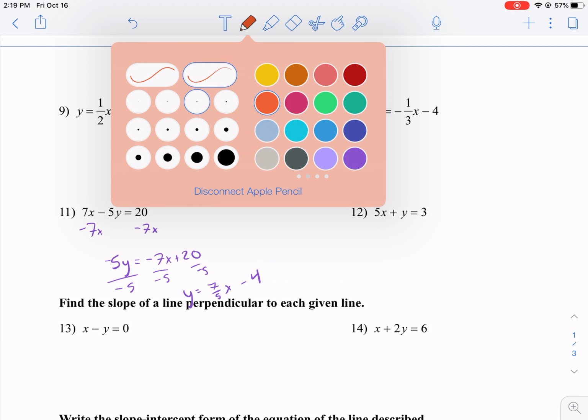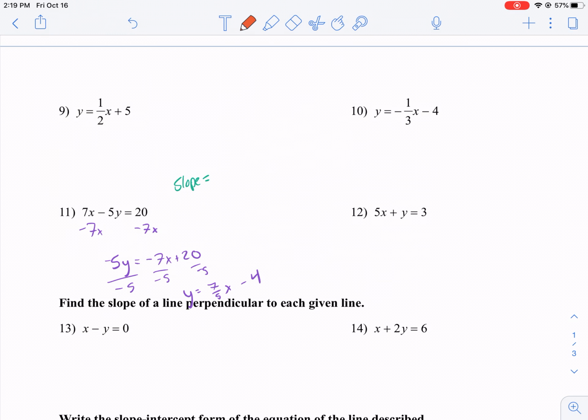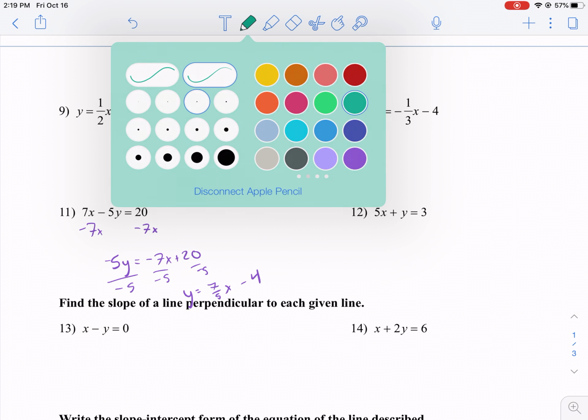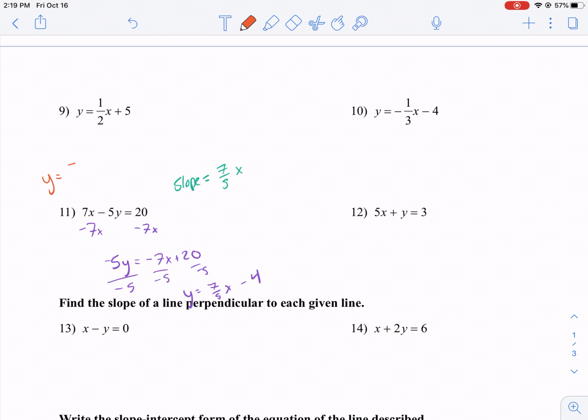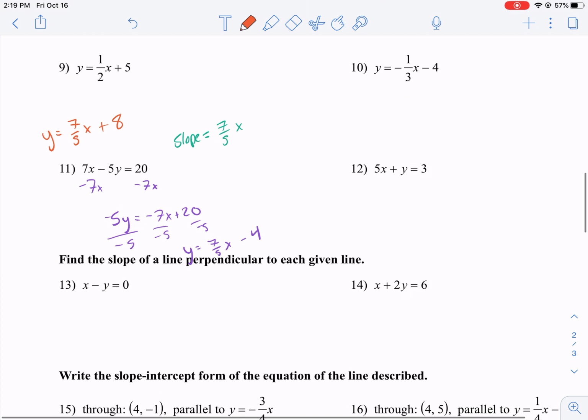It is important to find the y-intercept, though, because you don't want to make the same line. So our slope that we want to keep the same, so it's parallel, is 7 over 5x. And then our equation of a line: y equals 7 over 5x. We want to keep that the same, and then we can make it plus 8. It's just a different y-intercept.